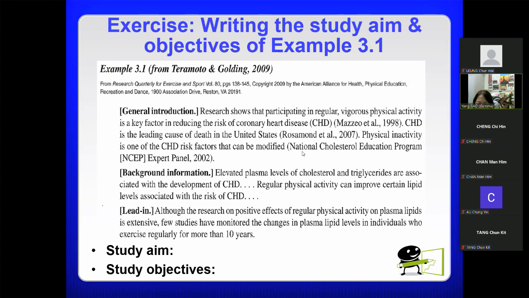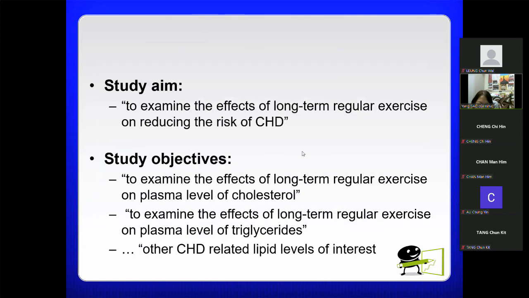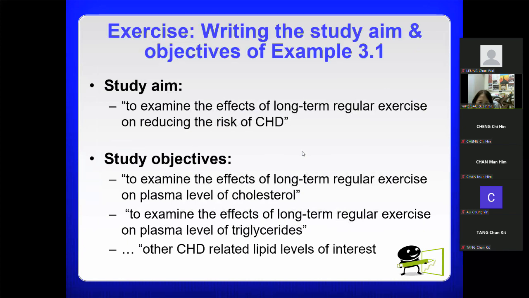Let's do an in-class exercise. You have already read the sample 3.1. So now please draw the study aim and the study objectives from this sample. Actually, I already stated the study aim and objectives when I explained the example. So we may now just take a look at the suggested answers.